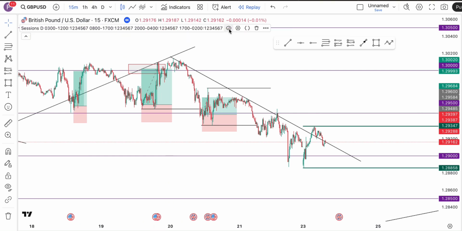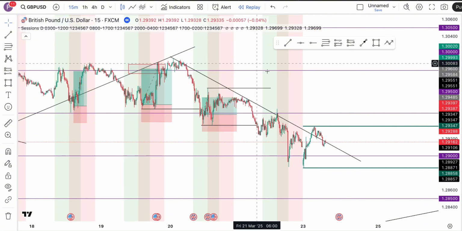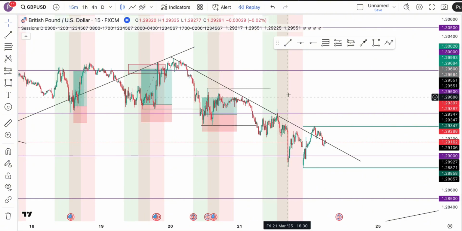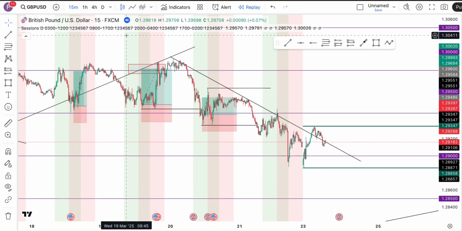So I will know when is London session and when is New York session. By the way, this green area is London session. The middle we have here is the overlap of London and New York session, while this pink area here is the New York session. So let's go. This is Monday. Now we go back to H4 again, please.